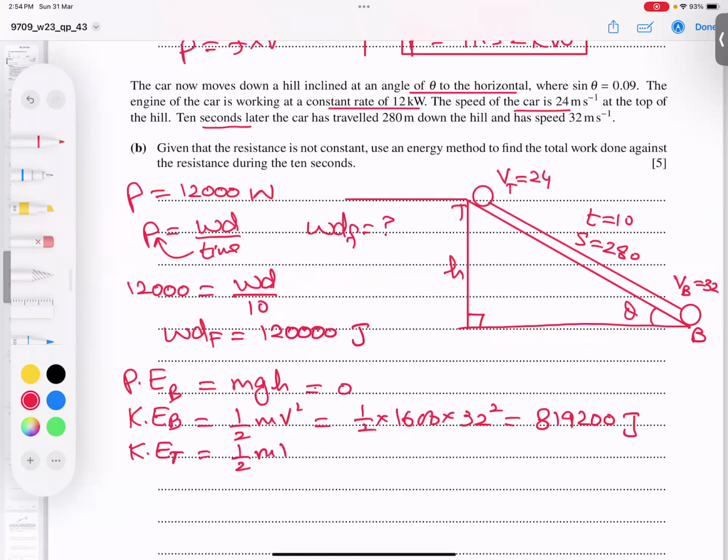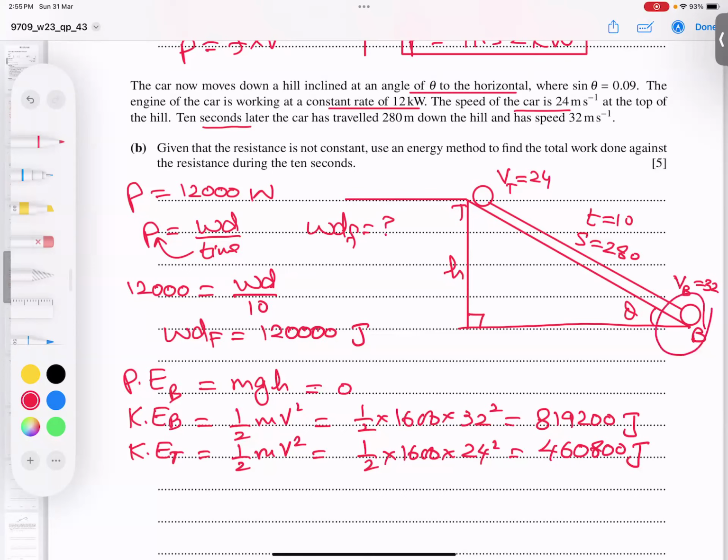Now, same way, I will find kinetic energy at the top, T for top. Half mv square once again. And 1600 into 24. You can see the 24. And this time, if you check it with the 24, it is giving us 460,800 joules.